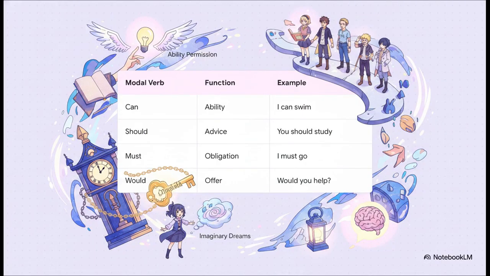So let's pull all of this together into a clean summary. Think of this as your quick mental map for everything we just covered. We started with can to show ability and permission. Then we moved to should for giving that helpful advice. We scaled way up to must for strong, serious obligations. And then we explored would for those polite offers and big imaginary dreams.